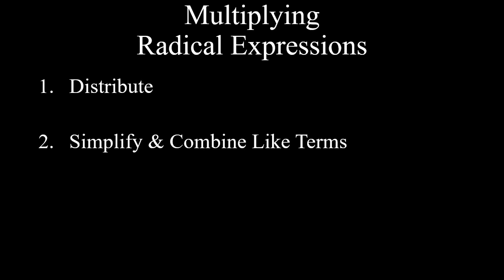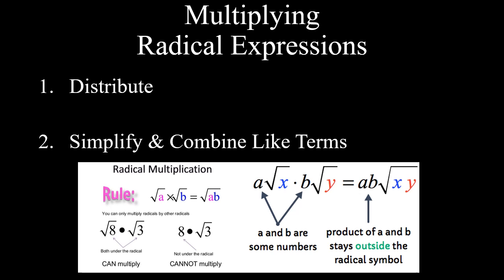This is just a quick reminder of multiplying radical expressions and the rules. We're going to distribute, simplify, and combine like terms. And just remember, when you're multiplying radical expressions, anything on the outside of the radical can be multiplied with anything on the outside of the radical. Anything on the inside of the radical can be multiplied with anything else on the inside of a radical as long as the index is the same, but you can't take something from outside a radical and throw it inside the radical and multiply those things together, okay? So insides stay with insides, outsides stay with outsides.